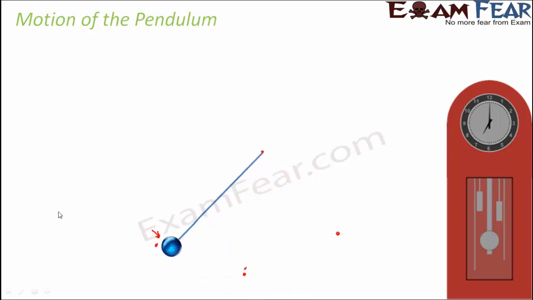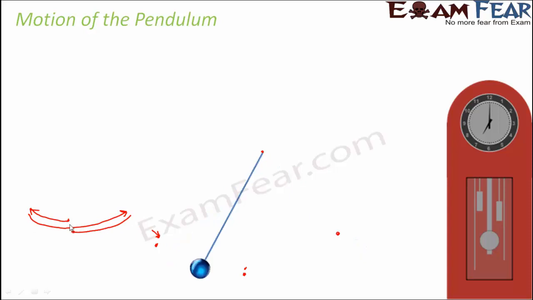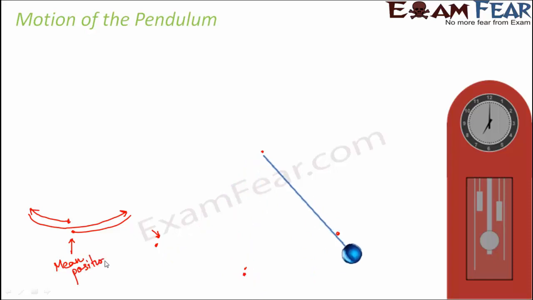So what kind of motion is it? Moving here, coming back, moving till here, and again coming back to this point. This point is known as the mean position, and these two positions are called the extreme positions. Basically it moves from the mean position towards one extreme position, then goes to the other extreme position, then comes back to the mean position, and this motion is repeated over a period of time.